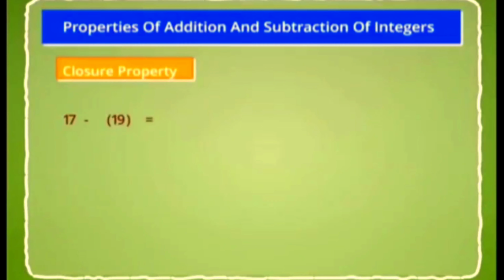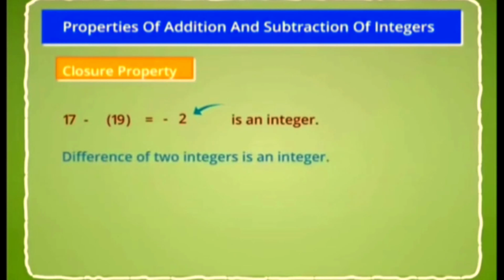So here 17 minus 19 is equal to minus 2 and minus 2 is an integer. Thus, the difference of any two integers is an integer. We can say that integers are closed under subtraction. Hence, if a and b are any two integers, then a minus b is also an integer. Let's now move towards another property, that is the commutative property.